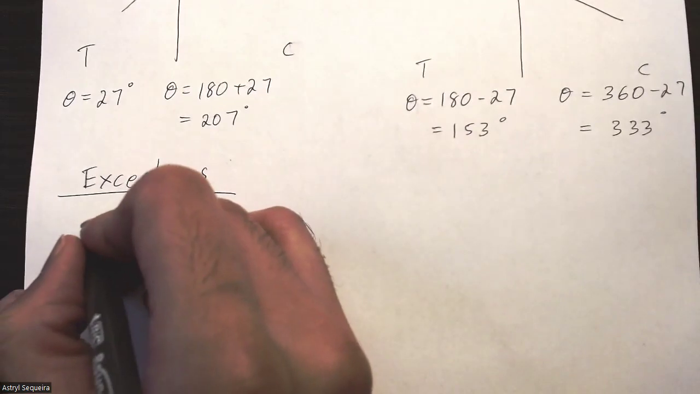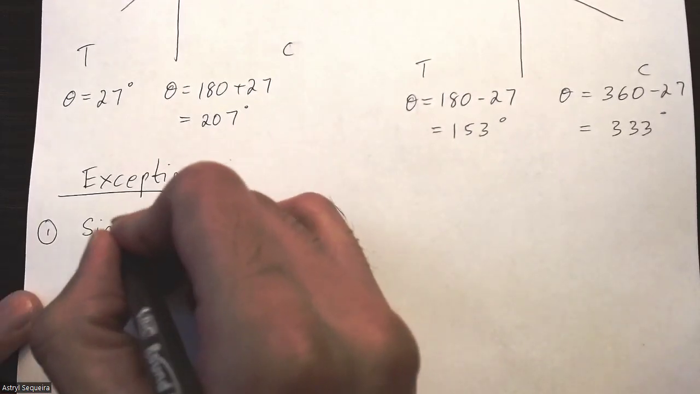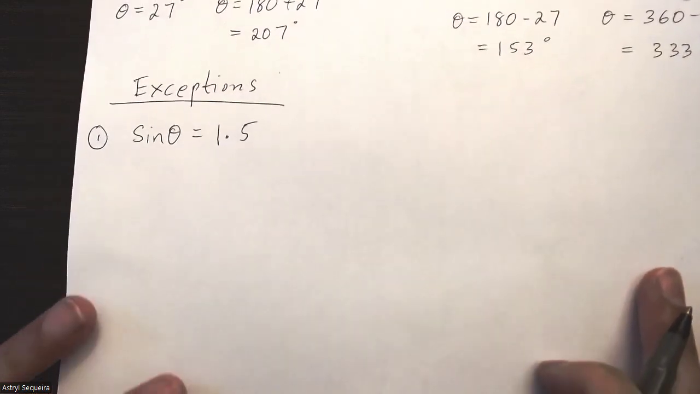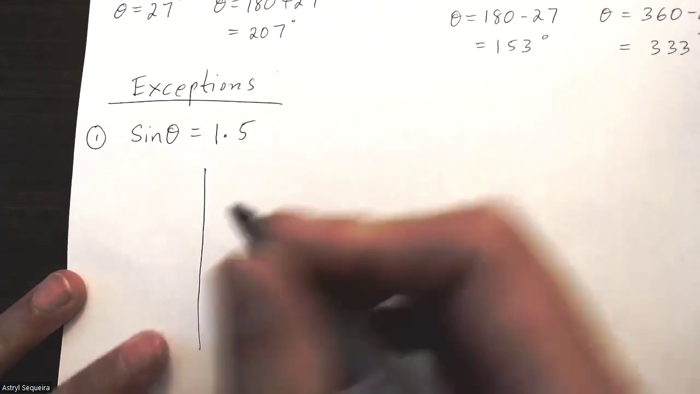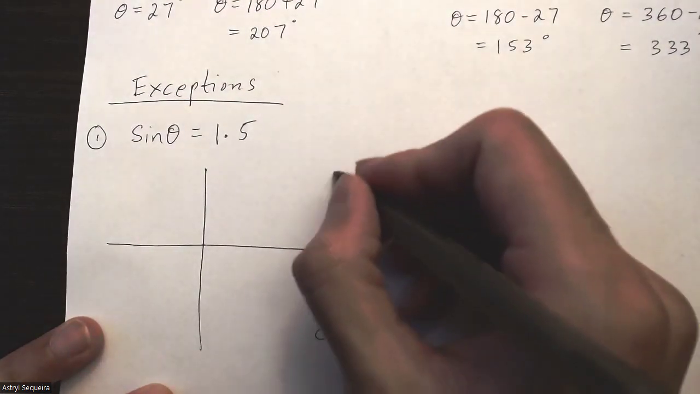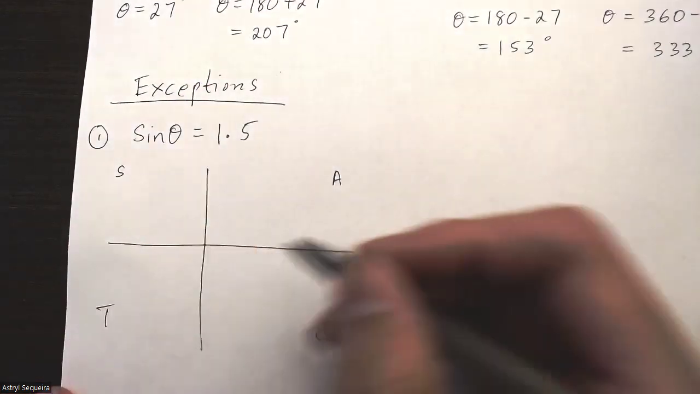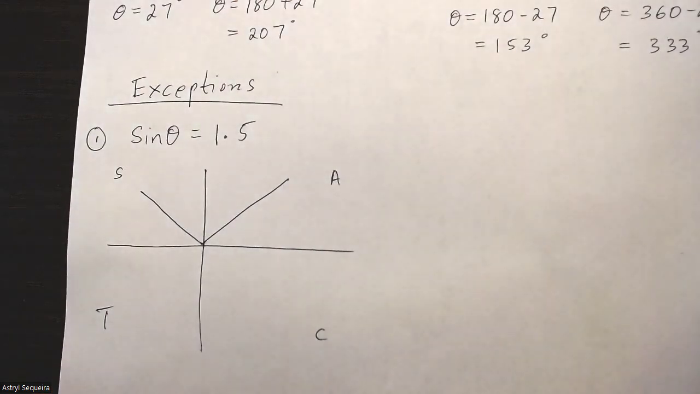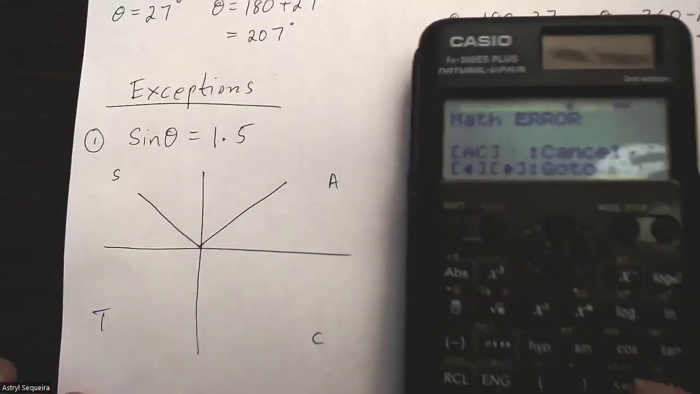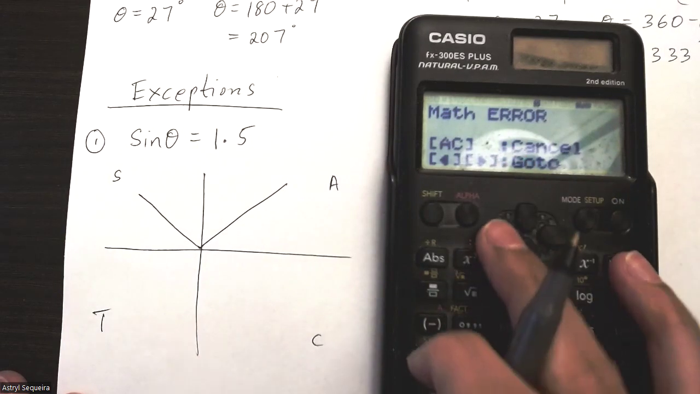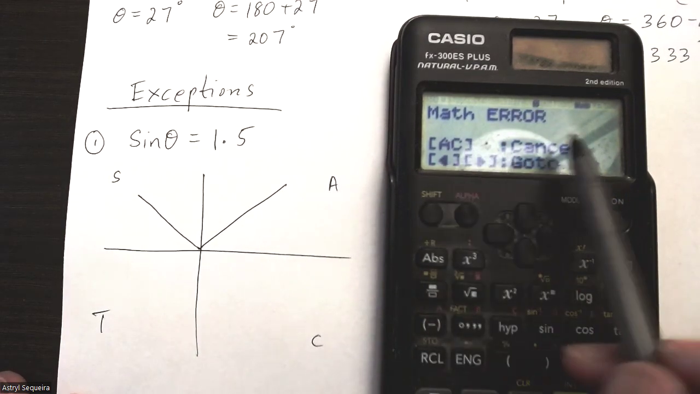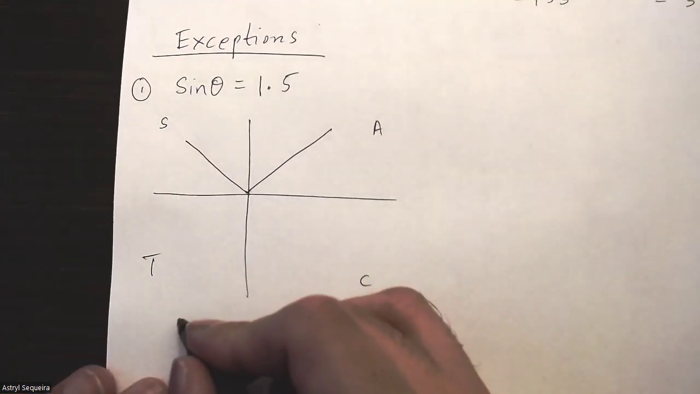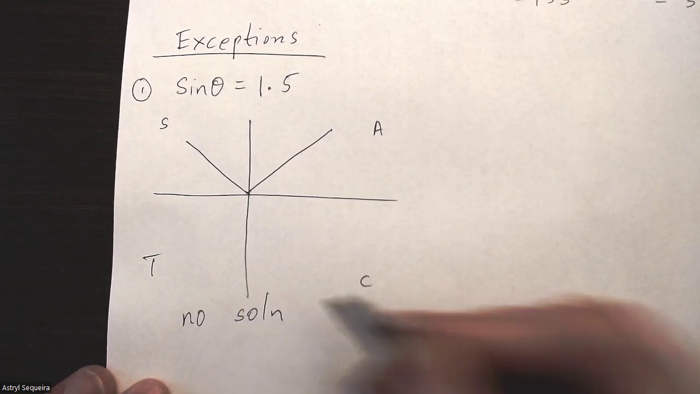Let's start with sine theta equals 1.5. I'm going to follow the exact same procedure that I did earlier. So if I do my CAST rule, sine is positive in the first and second quadrant. And if I do the sine inverse of 1.5 in my calculator, I'll get a math error. It means there's actually no solution here.